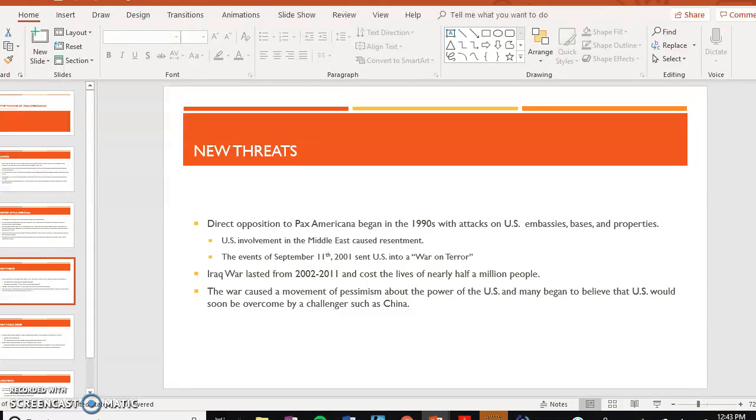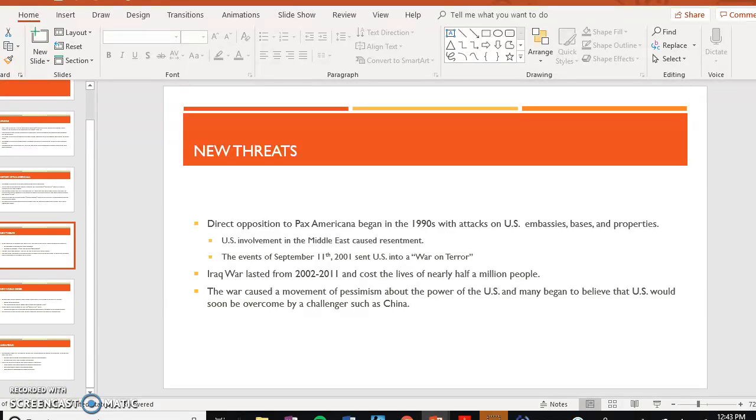And then we see that in the direct opposition to Pax Americana in the 1990s with attacks on U.S. embassies, bases, properties. In the Middle East, there was a lot of resentment stirring up because of the United States' actions that just suggested that they can do whatever they want and that they're in control. And then, of course, the events of 9/11 really sent the U.S. into a war on terror. We were all after terrorism, and we wanted it to be stopped.